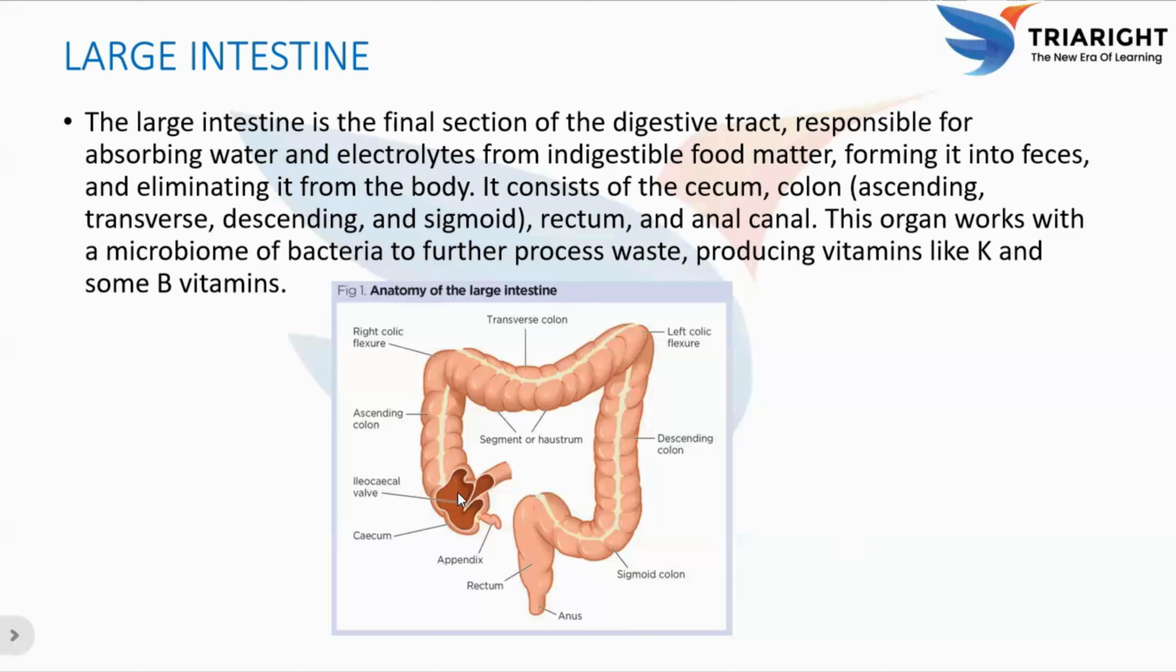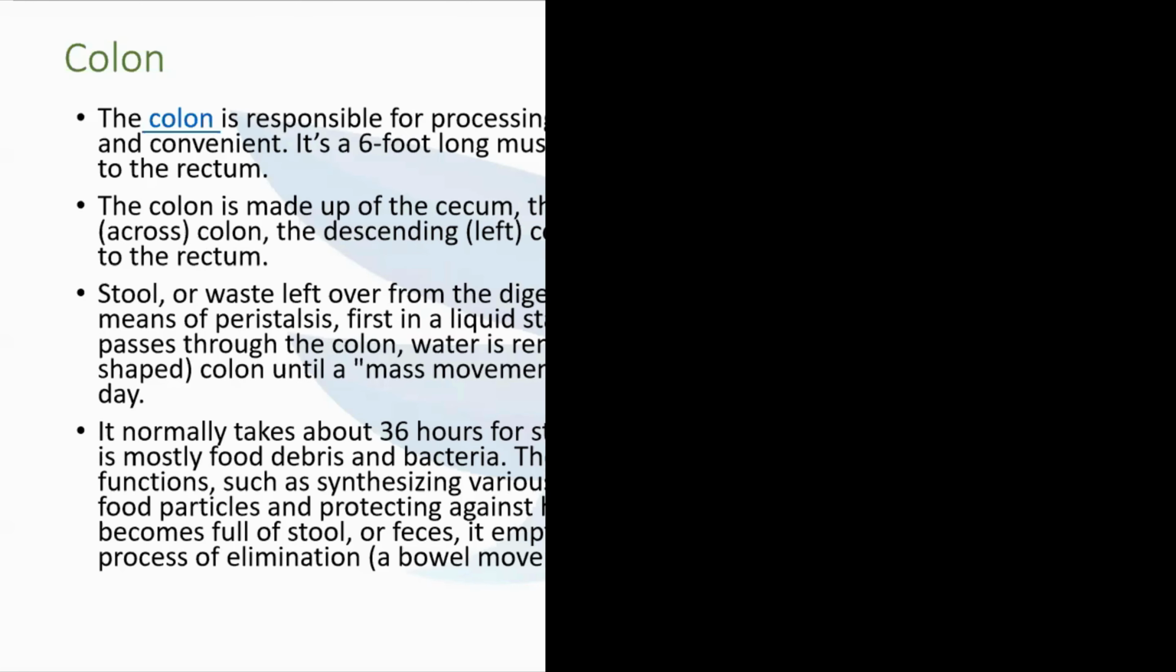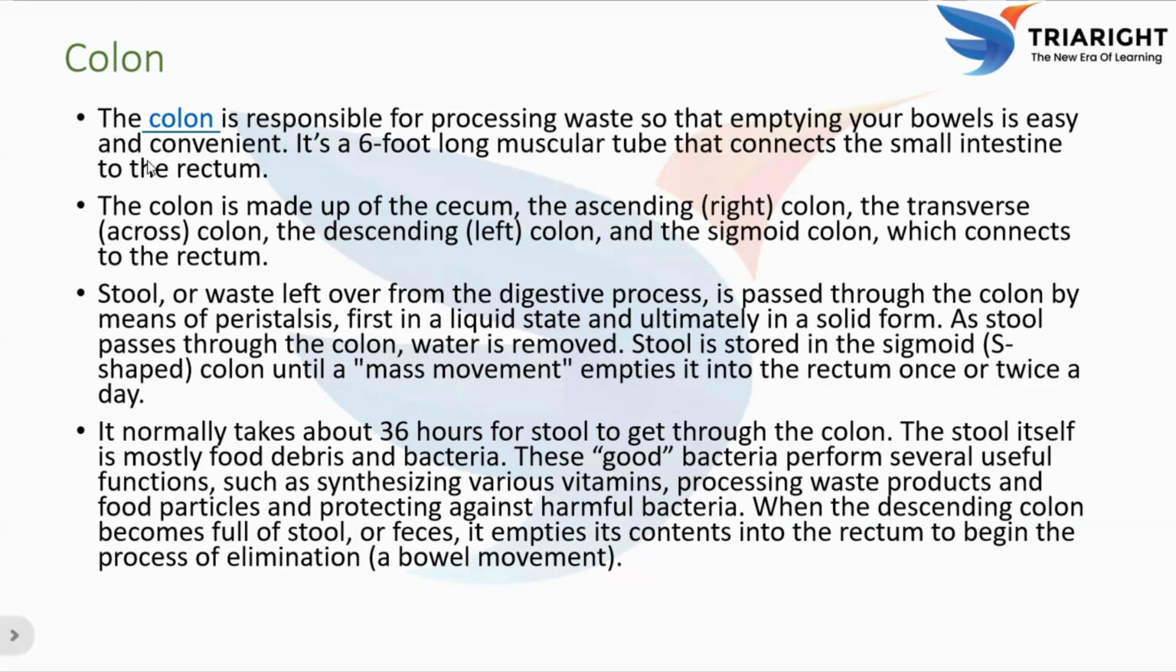So this large intestine works with a microbiome of bacteria to further process waste, producing vitamins like K and some B vitamins. So coming to the first part of the large intestine is the colon. Colon is also known as the large intestine. Its main job is to process waste from food so that it can be easily removed from the body. This colon is about 6 feet long and it connects the small intestine to the rectum.